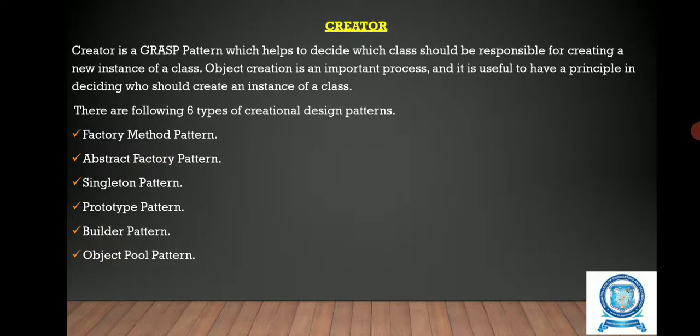First, let us know what a creator is. A creator is a GRASP pattern. GRASP we have already learnt in the previous topic. It helps to decide which class should be responsible for creating a new instance of a class. Object creation is an important process and it is useful to have a principle in deciding who should create an instance of a class. There are 6 types of creational design patterns.